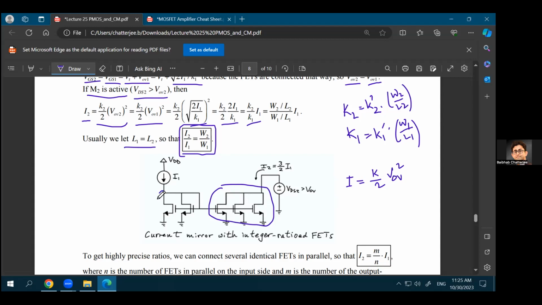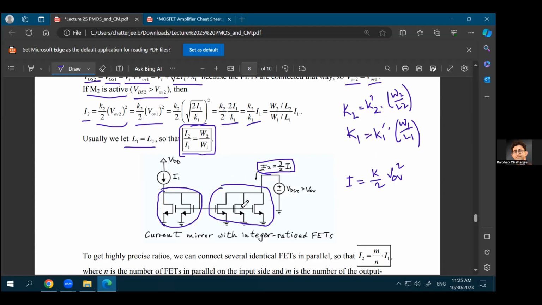On the other hand, on the left side, you have 2 of these transistors connected in parallel. The gates are connected together, the drains are connected together, and the sources are connected together. So what would be the mirroring ratio in this case? If this current is I1, this I2 will be 3 over 2 times I1, or 1.5 times I1. So you can also create fractional ratios of currents using this circuit.